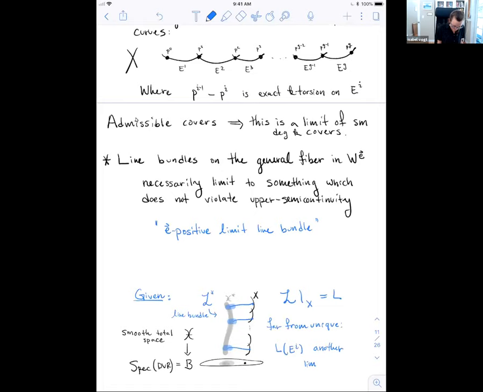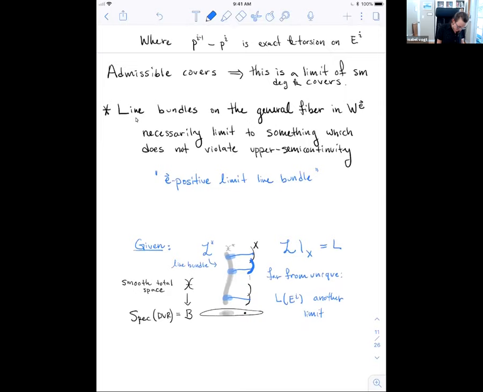So pictorially, I could have something supported entirely on the central fiber. And so using this idea, you can make a limit with any distribution of degrees on the components E_i. So I'm going to denote that L_d the limit that has that particular degree distribution. And now we know, going back up here, that if the line bundle on the general fiber is in W^E, then every one of these possible limits cannot violate upper semi-continuity of spaces of global sections.